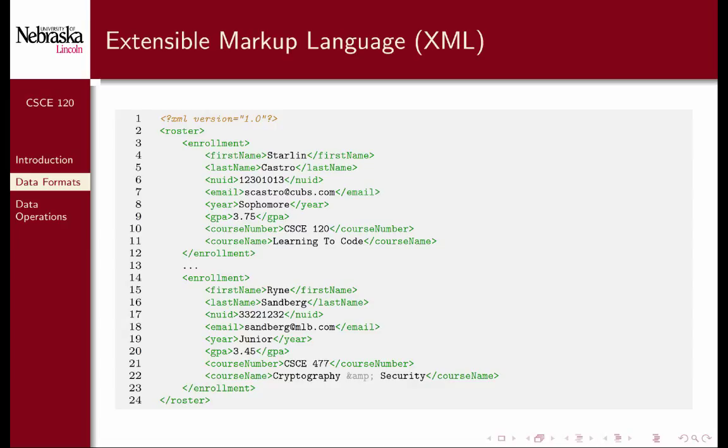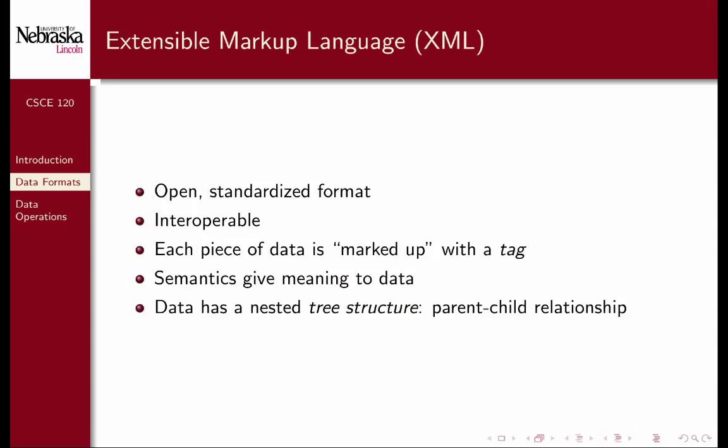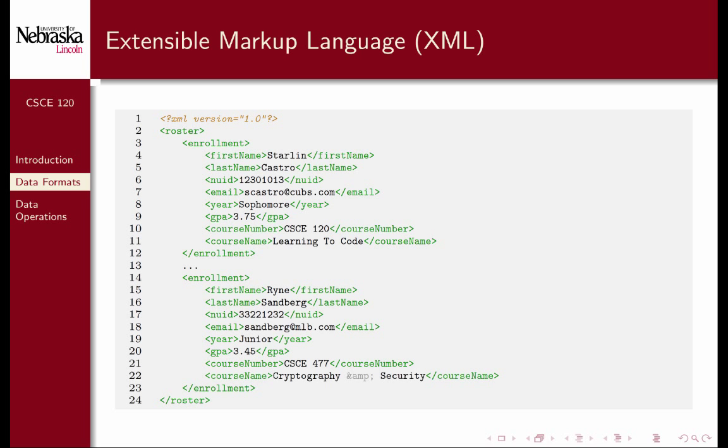As an alternative, consider the same data in a different format. Here we have XML, Extensible Markup Language, in which each piece of data is marked up using a tag beginning and ending with angled brackets, along with a name for the piece of data that represents what that data is. It's an open, standardized format. It's interoperable. Pretty much every programming language is able to support XML or has a library to do so. Each piece of data is marked up with a tag giving it semantic meaning. For example, we know that Starlin represents a first name because that's what it's been tagged with.